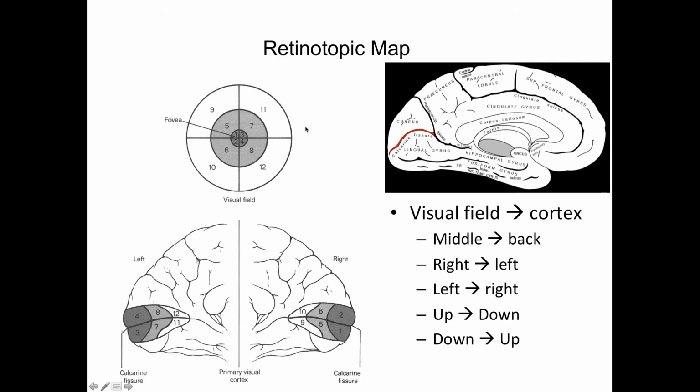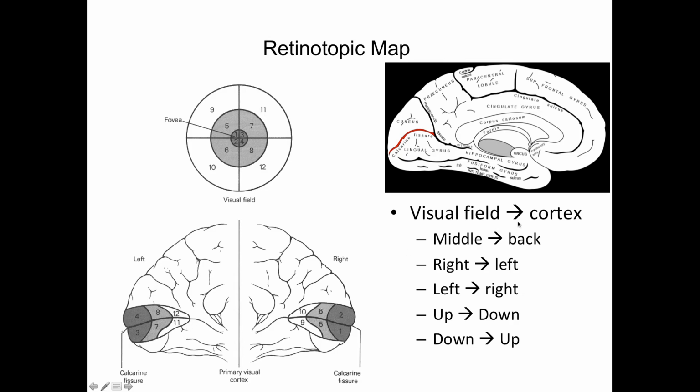What I wanted you guys to take note of is if you see something in the middle, it will be processed towards the outside of the brain. And if you see something towards the top of your visual field, it will be processed on the lower side of your brain. So everything in this map is technically upside down, inverted, and reversed. For example, if you see something in the periphery on the right top, it will be processed in the middle area on the left lower.